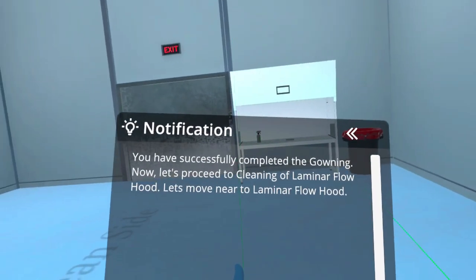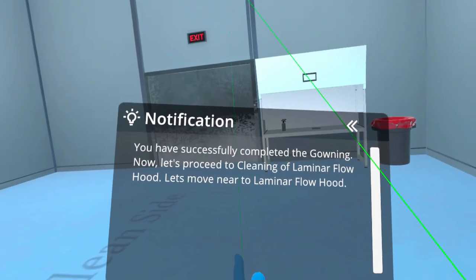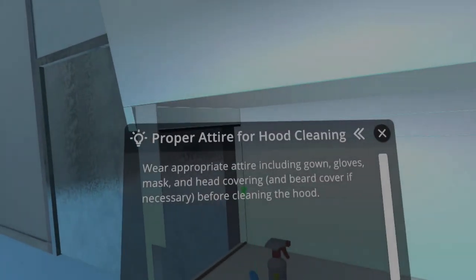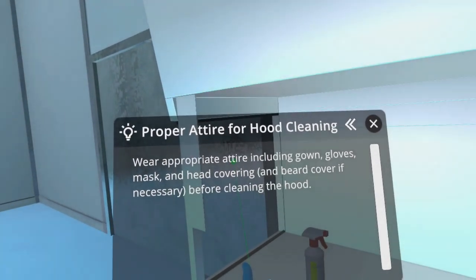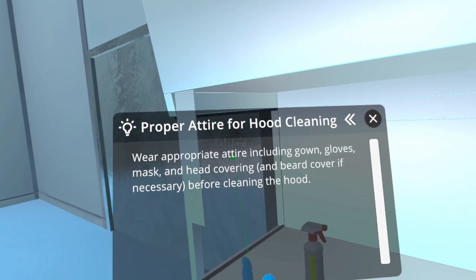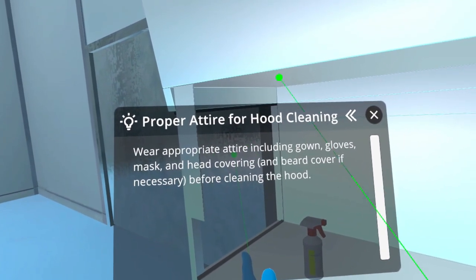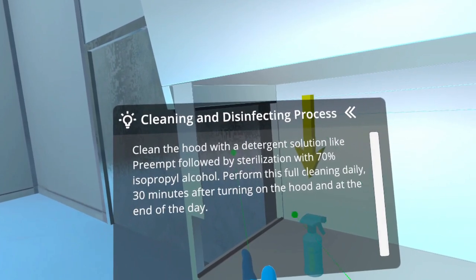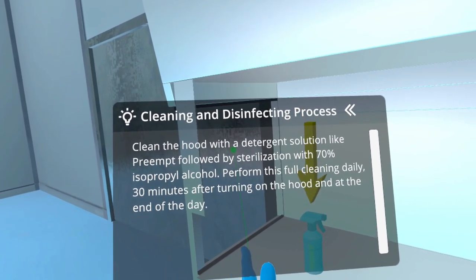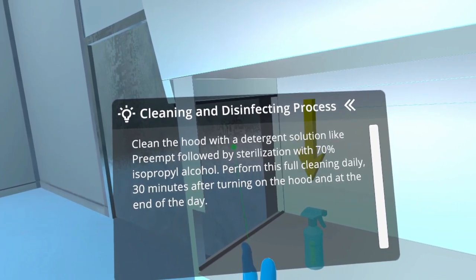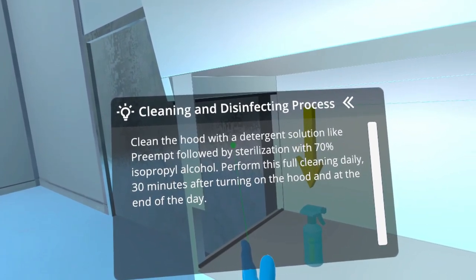Now, let's proceed to cleaning of laminar flow hood. Let's move near to laminar flow hood. Wear appropriate attire including gown, gloves, mask, and head covering, and beard cover if necessary, before cleaning the hood. Clean the hood with a detergent solution like Preempt followed by sterilization with 70% isopropyl alcohol.